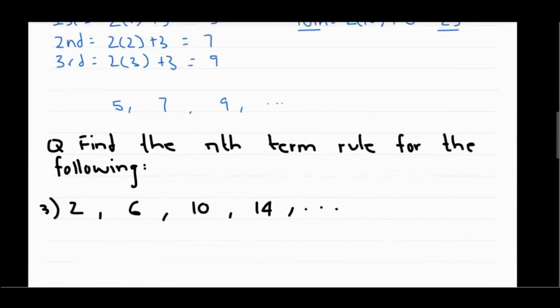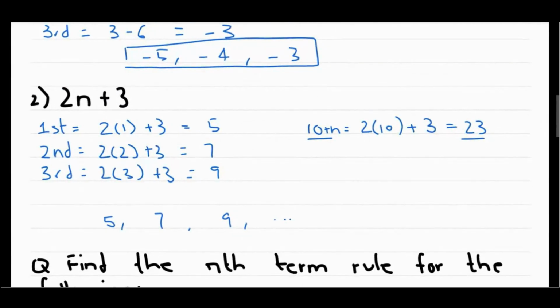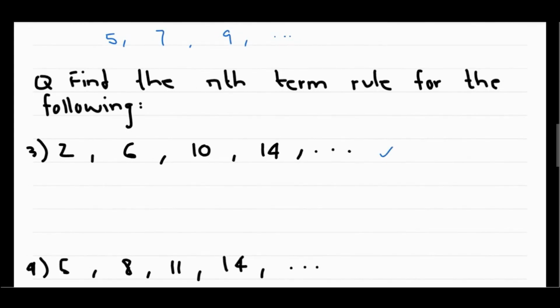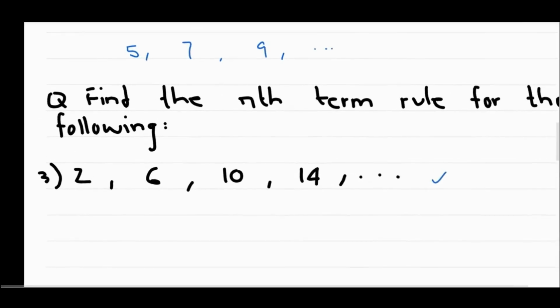Now the first type of questions is where they'll give us the rule and tell us to make the sequence, and the second type of questions is where they'll give us the sequence and ask us to find the nth term rule. This may seem complex, but it's actually really easy. I'll tell you how to do it, and you'll just have to perfect it with some practice.